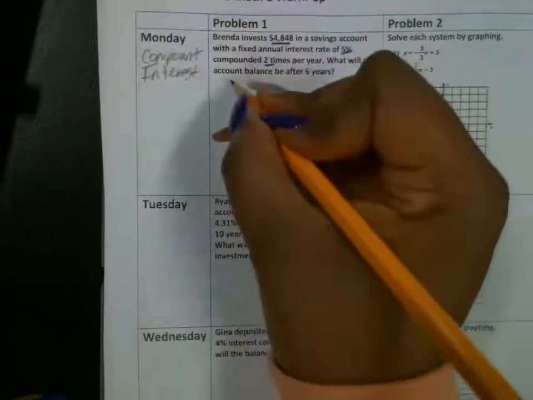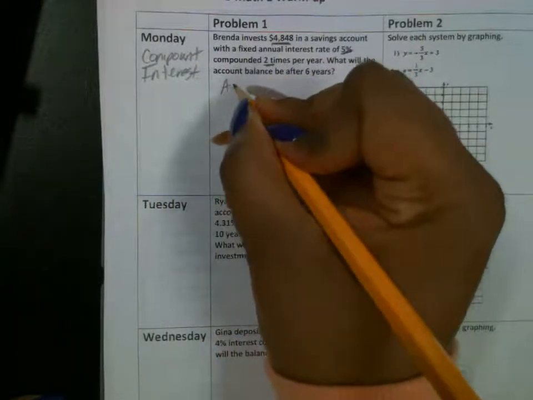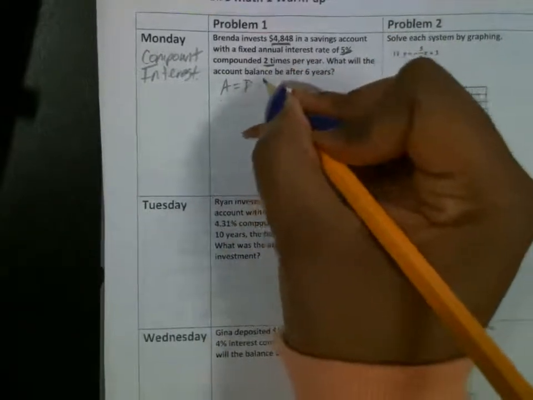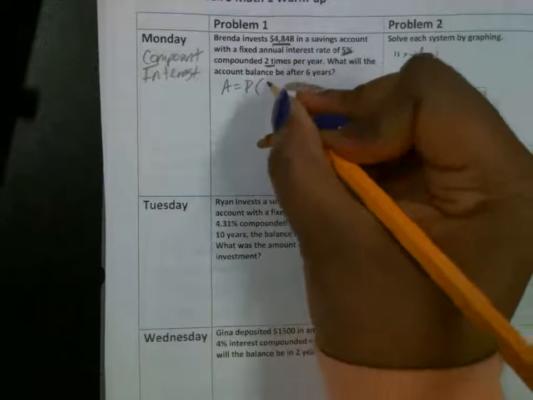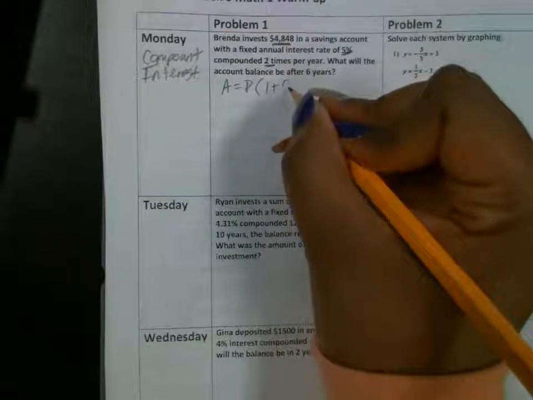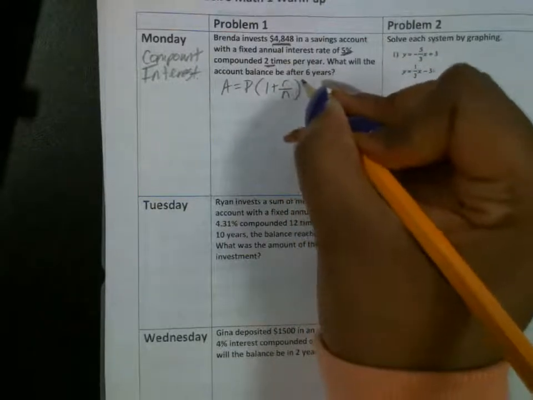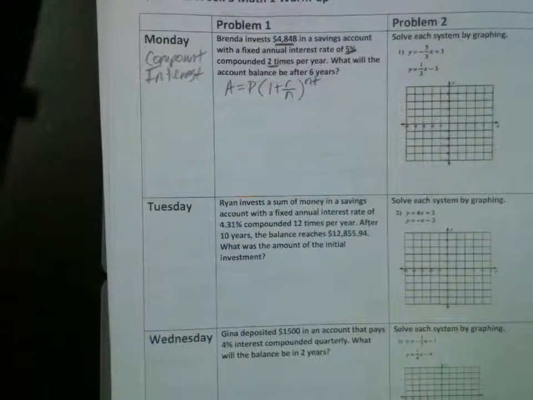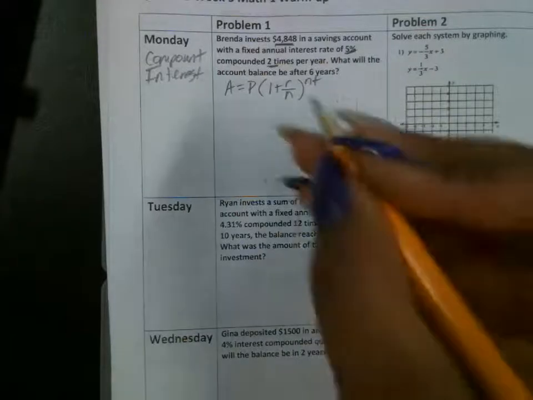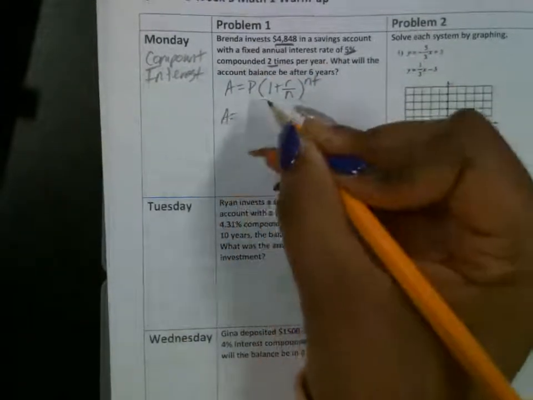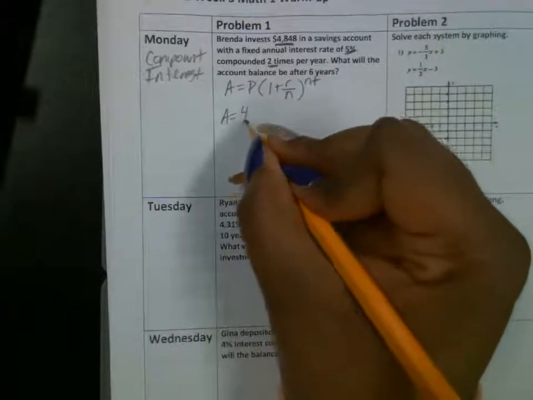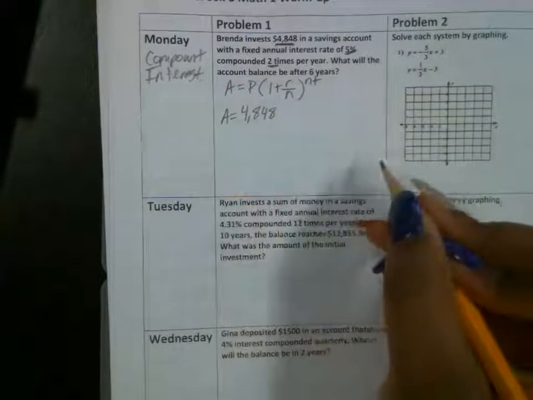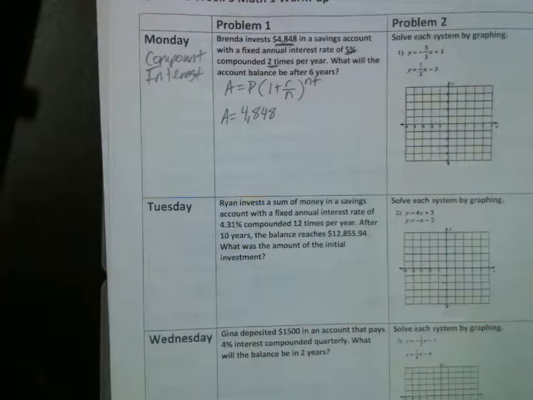Okay? And what's the compound interest formula? We got A or Y is equal to what? Anybody? P parentheses, 1 plus R over N to the NT power. Okay, very good. All right, so what's going to be our P in this problem? 4,848. This is our starting amount.